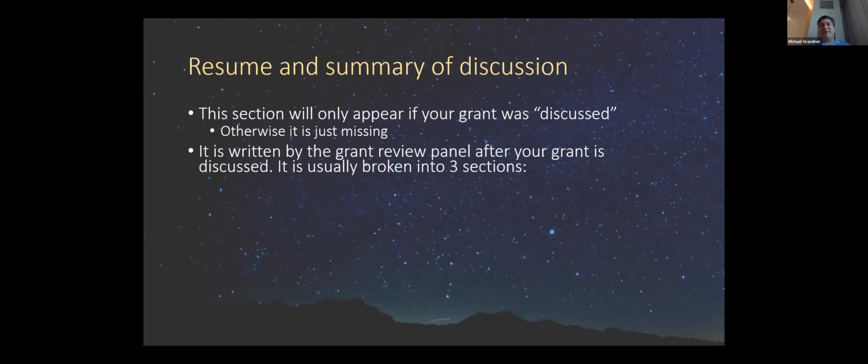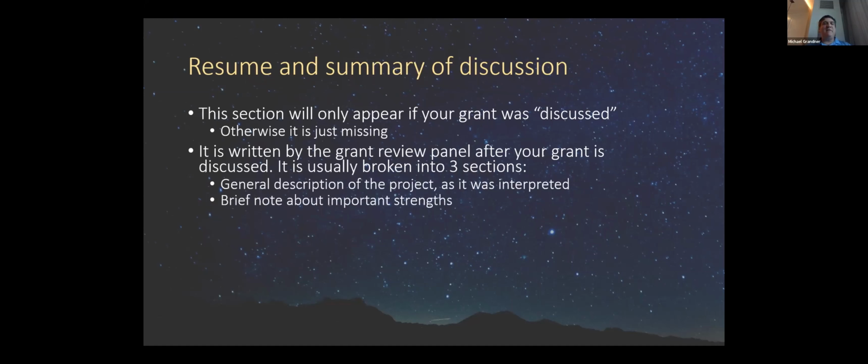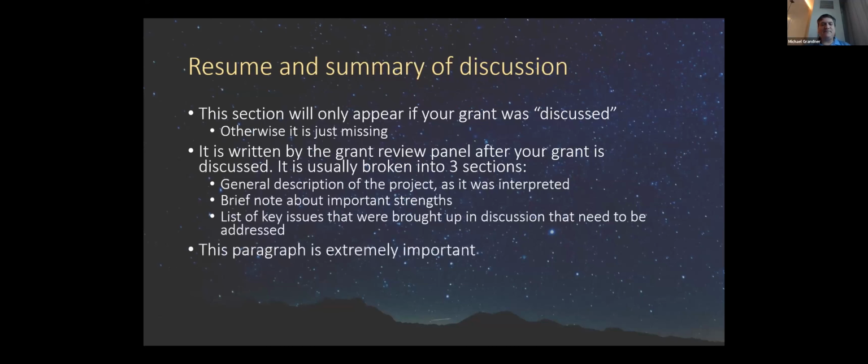It's usually broken into 3 sections. A general description of the project as it was interpreted, which is mostly unhelpful to you because you already know what your grant's about, but it will help you see what they thought your grant was about and hopefully make sure it aligns. It'll have a brief note about important strengths, and maybe the cynic in me doesn't read this one very closely because I don't care what you liked. I mostly care what you didn't like. And then a list of the key issues that were brought up in discussion that need to be addressed.